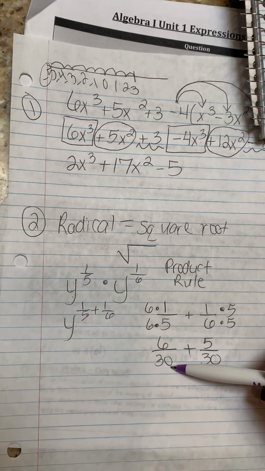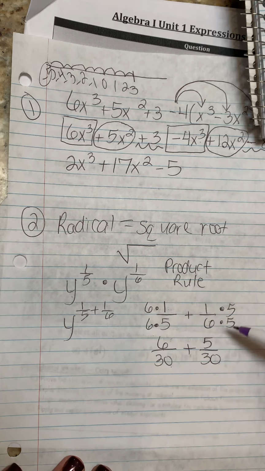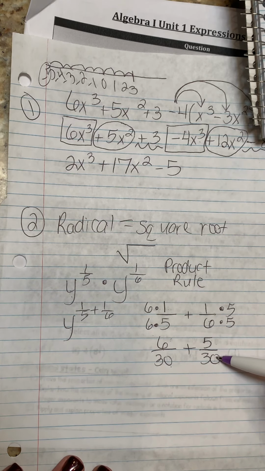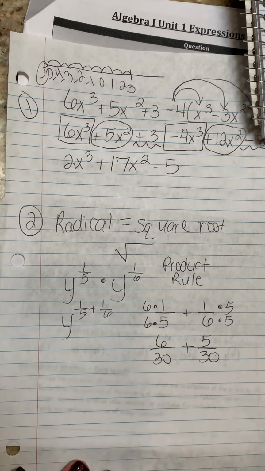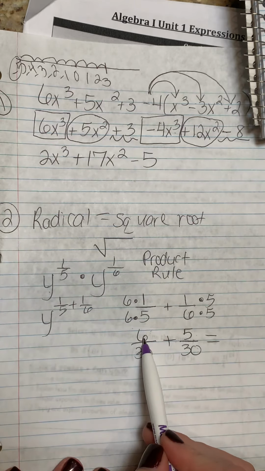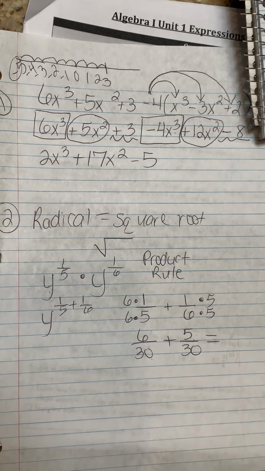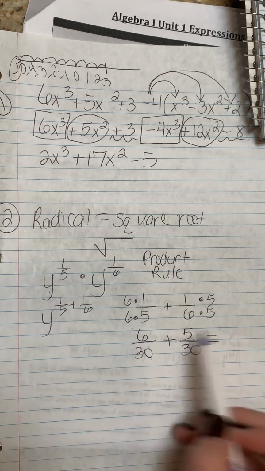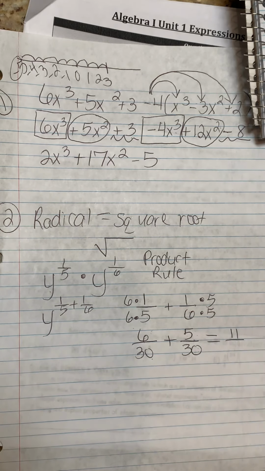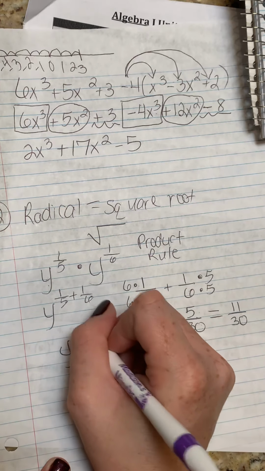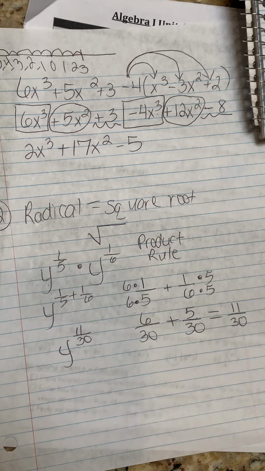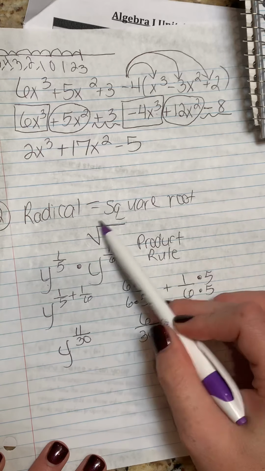Okay, now all we did was just make equivalent fractions. 6 over 30, if I were to reduce it, comes back to 1 over 5. Same thing over here. 5 over 30, if I were to reduce it, it'd be 1/6. Okay, now adding fractions with a common denominator, now we can add them together. 6 plus 5 gives me 11 over, and then we keep the denominator. Okay, so we have y to the 11 over 30. And I would be done if the question didn't ask me to put it into radical form.